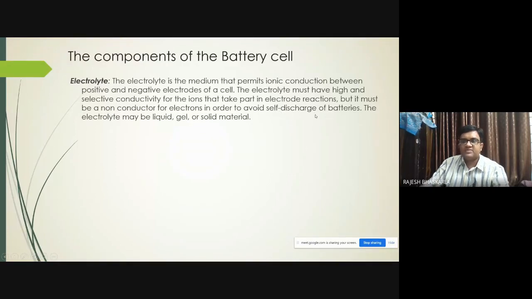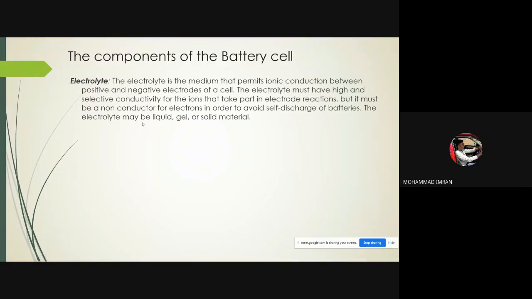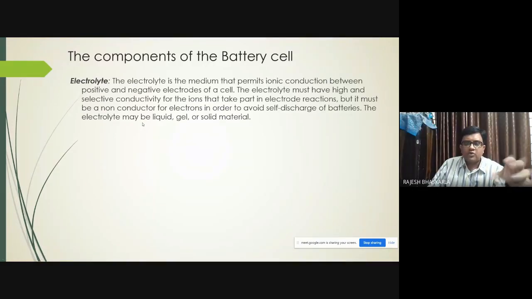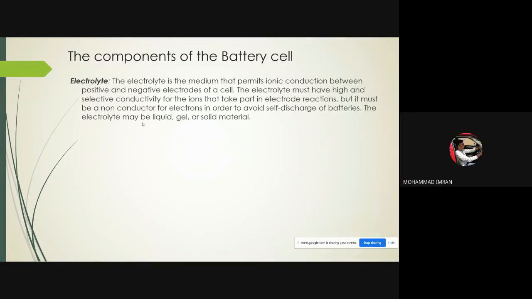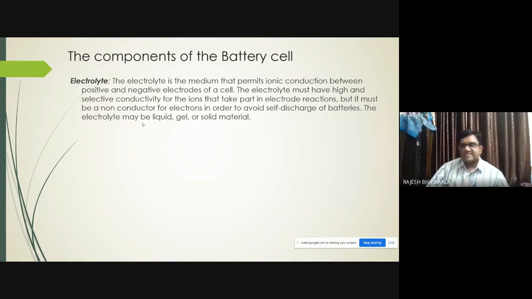Self-discharge means when the battery is not in use, that means the battery is open circuited, it should not discharge. And we need to remove the negative terminal for that? No, not required. It should not be switched on, that's all. In cars we used to do that. Yes, generally, exactly. If you remove the negative terminal, then this self-discharge will decrease.